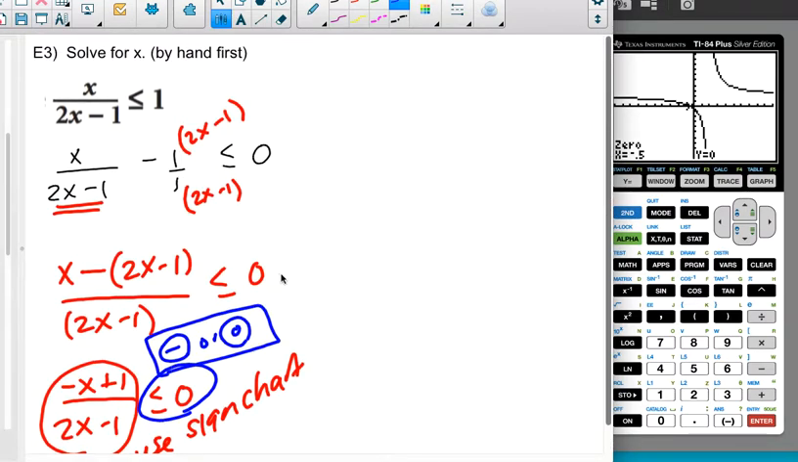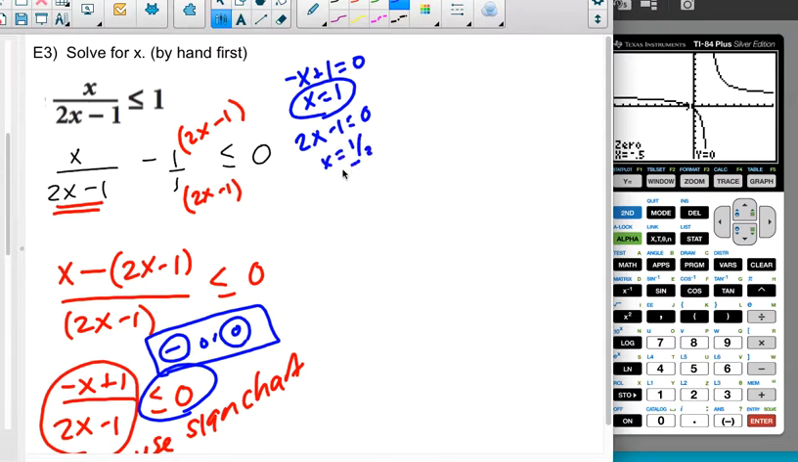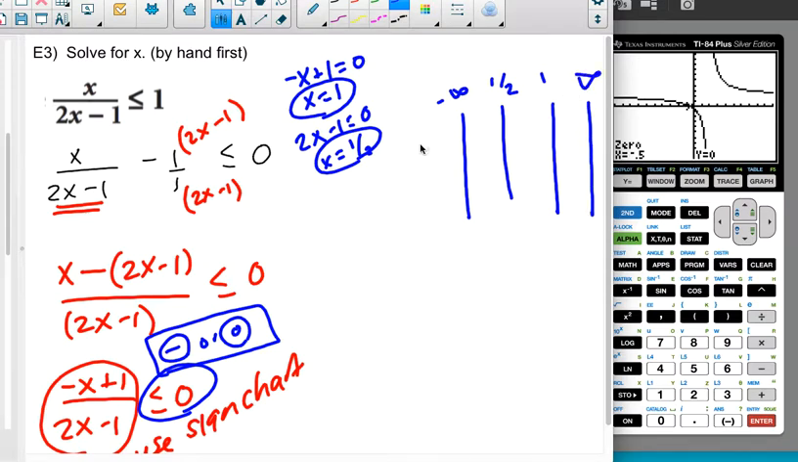When we use a sign chart, we need to set each factor equal to 0. So negative x plus 1 is 0, x is 1, okay? That's one of the values on my sign chart. Or 2x minus 1 is 0, so x is 1/2. When I make my sign chart with these two values, so my negative infinity, here's my 1/2, here's 1, here's infinity. I put both factors on the sign chart. So here's my negative x plus 1, and here's my 2x minus 1.